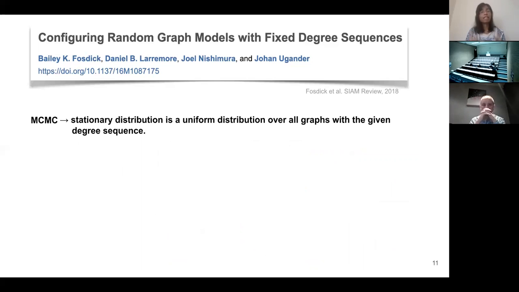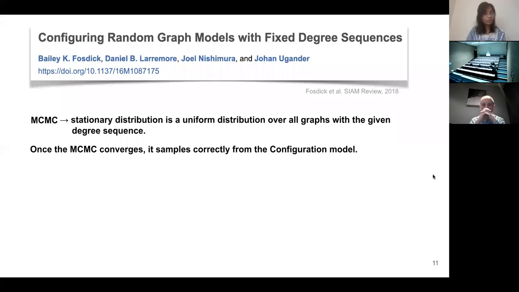So we have to let the MCMC run long enough that it converges on its stationary distribution, because once it converges, it is going to sample correctly from the configuration model, because its stationary distribution is that target uniform distribution that we want over all graphs with a given degree sequence. I'm going to assume a little bit here that the audience knows what we mean by MCMC and its convergence.